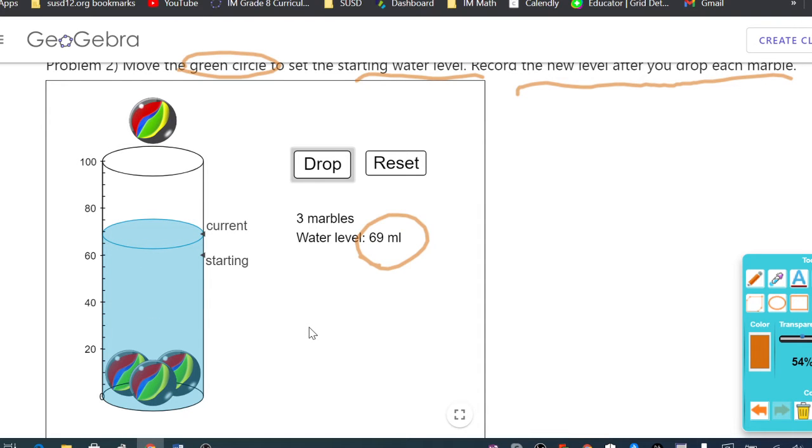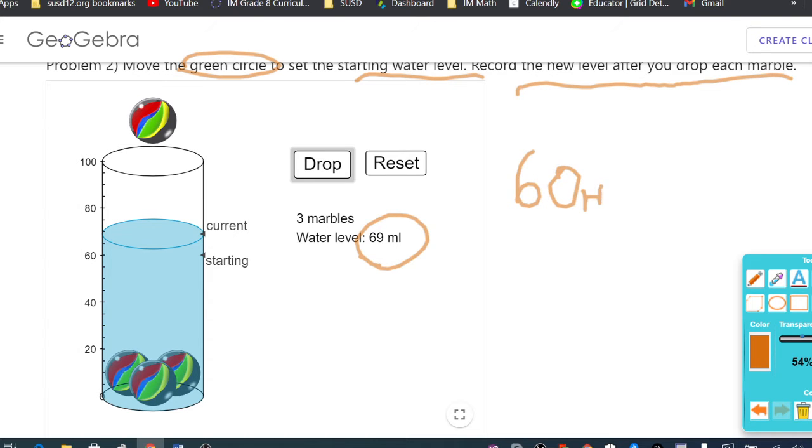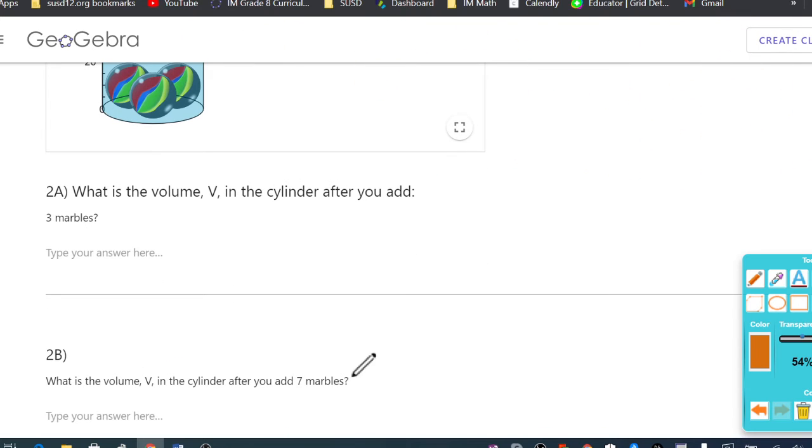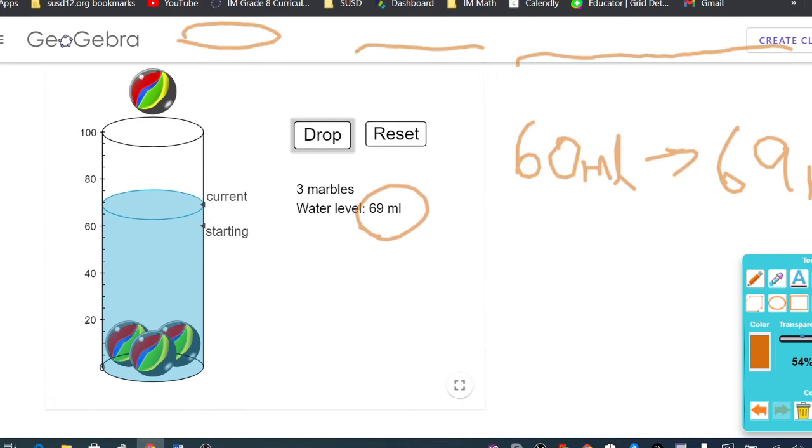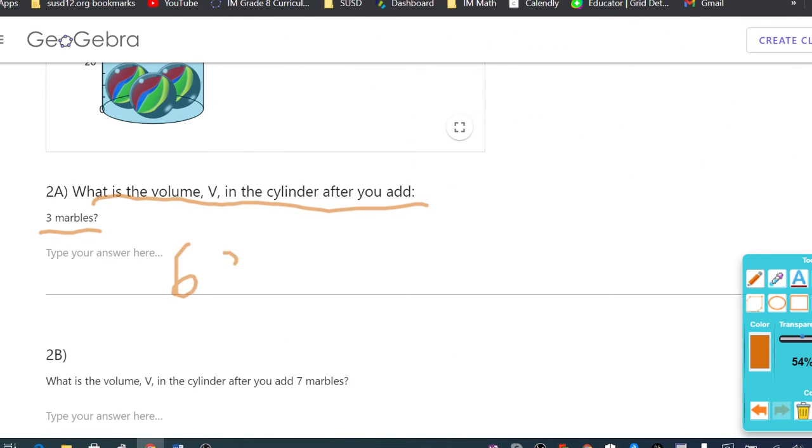We started from a water level of 60 milliliters. After dropping 3 of those objects in, the water level is now 69 milliliters after dropping 3 marbles. Let's answer the questions. What is the volume in the cylinder after you add 3 marbles? Well, we did it. We got 69 milliliters.